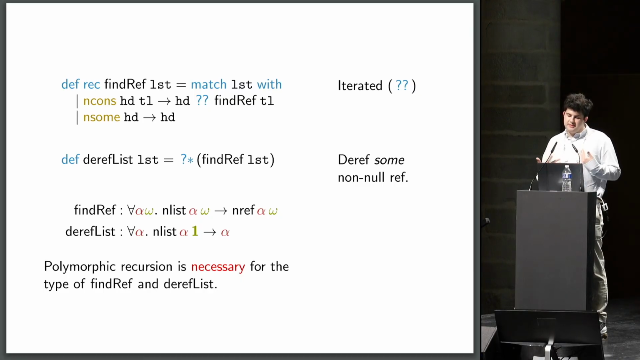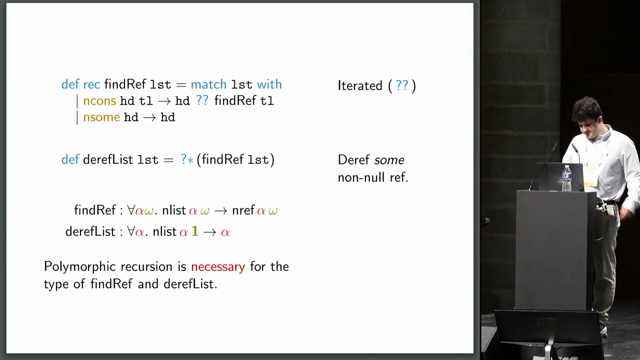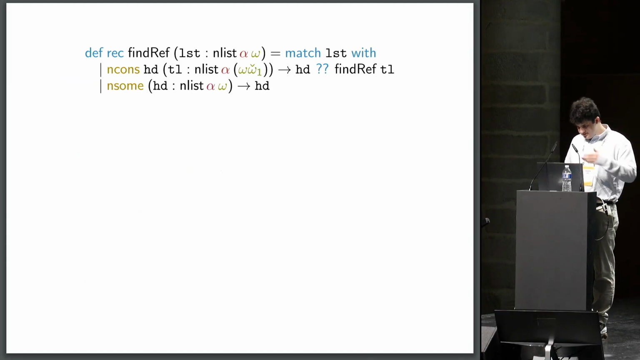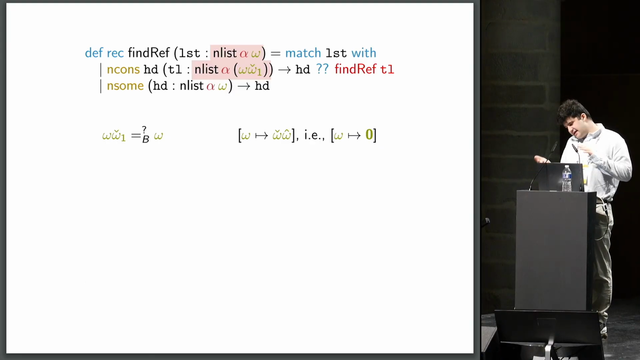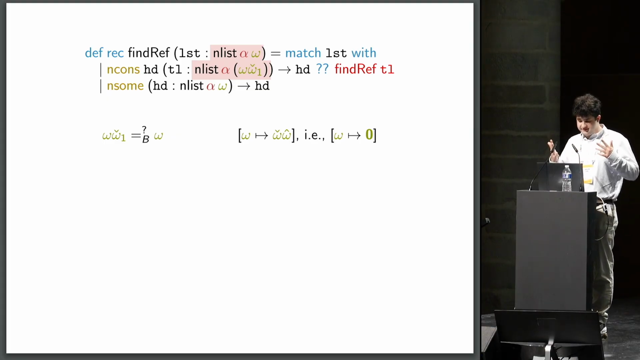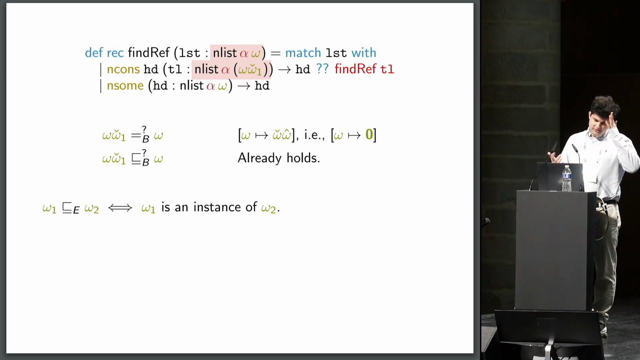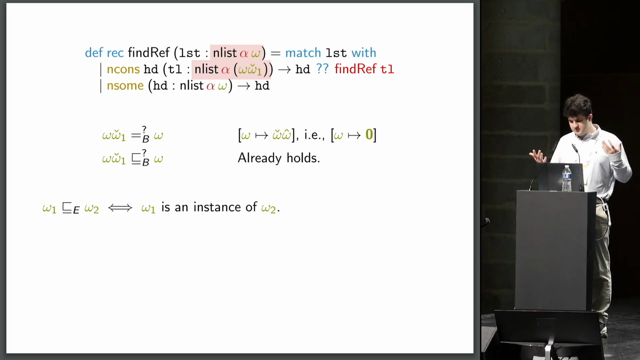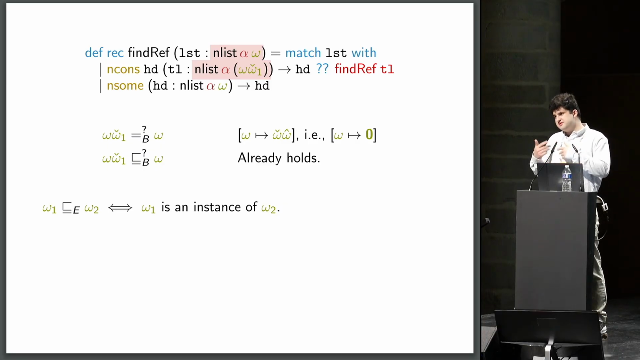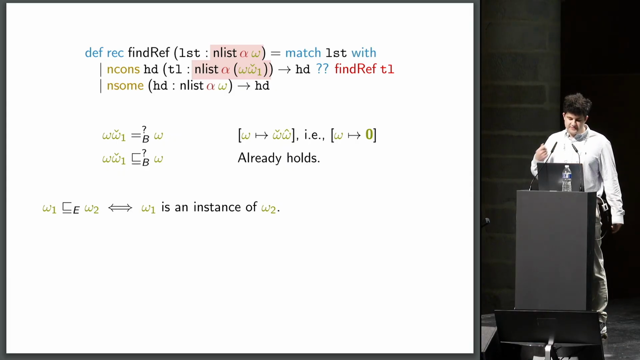Okay, but it turns out that polymorphic recursion is necessary for the type of find ref and the type of deref list by consequence. So we annotate some types. In classic HM fashion, the type of the recursive call is equal to the type of the function body or the function definition. That creates this equation. This equation forces nlist to bind to 0, so we can't really presume anything. Okay, but it turns out that that is more special than we need. It just needs to be the case that the recursive call is more special than the type of the recursive definition, because we could always use a function in a more special way.